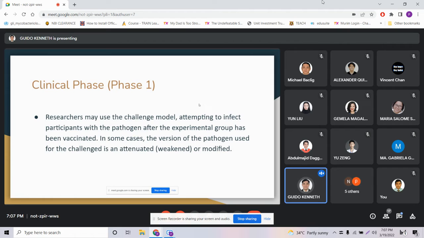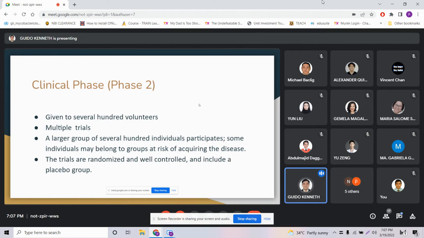Researchers may use the challenge model, by which participants are infected with a weakened or modified version of the pathogen. Participants in the study are carefully monitored, and the conditions are carefully controlled. Once the candidate vaccine passes clinical phase 1, phase 2 clinical trials follow, in which the candidate vaccine is given to several hundred volunteers. Multiple trials are conducted, and some individuals in the clinical trial may belong to groups at risk of acquiring the disease.